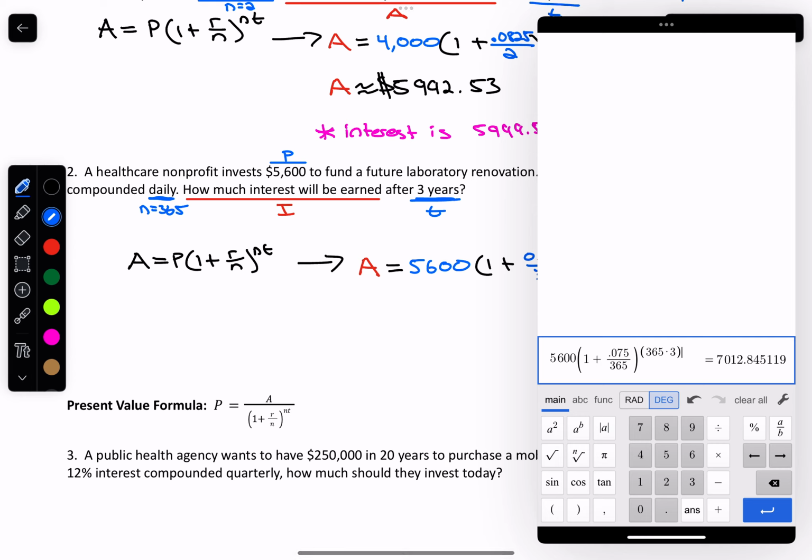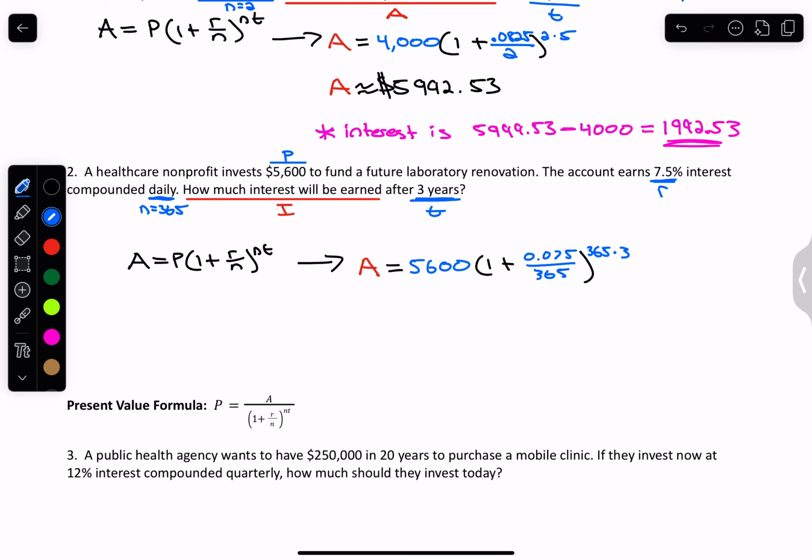That gives me $7,012, and I'll round that to be 85 cents. So 7,012.85. So we're going to go ahead and say here that A is approximately $7,012.85. So the investment is worth a little over $7,000 at the end of this 3-year period, but we don't want to know what it's worth. We want to know how much interest was earned. So to solve for that interest, what I'm going to do is subtract the original $5,600 that we had before.